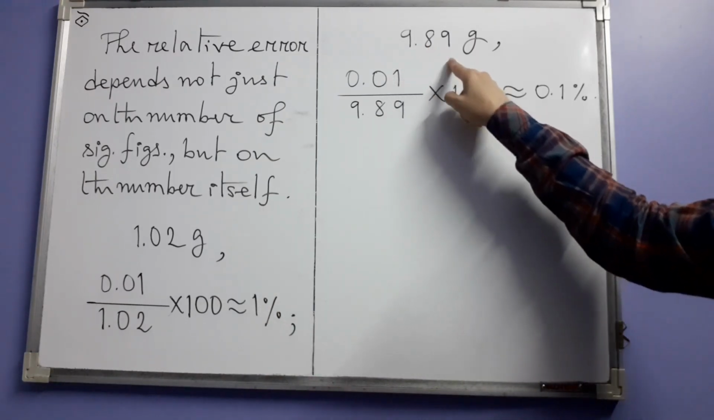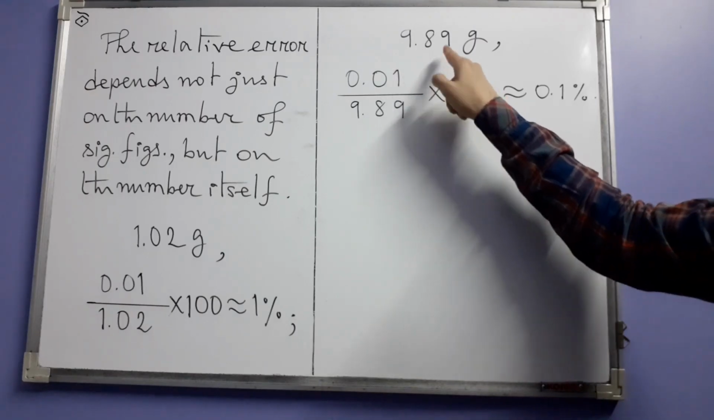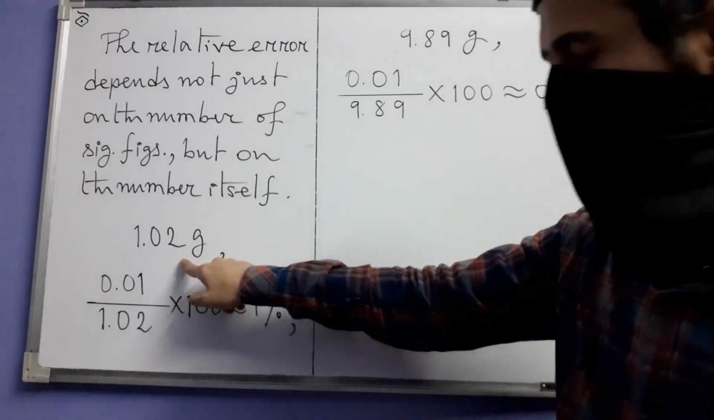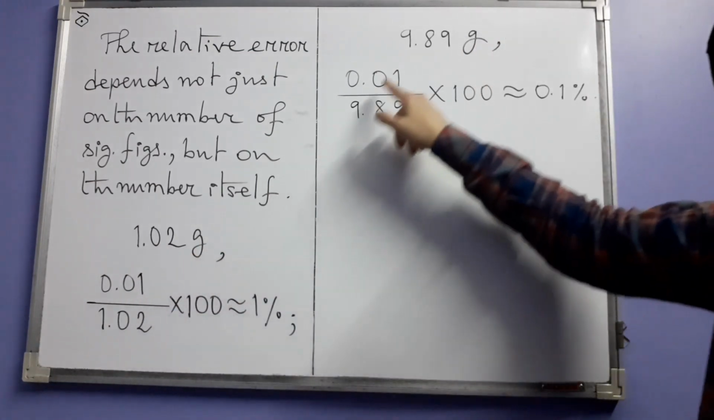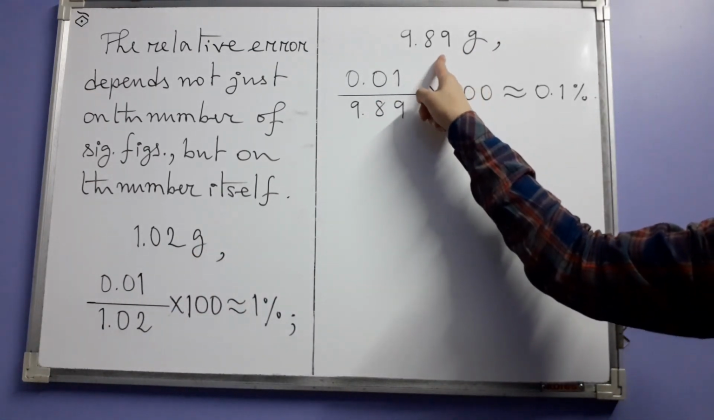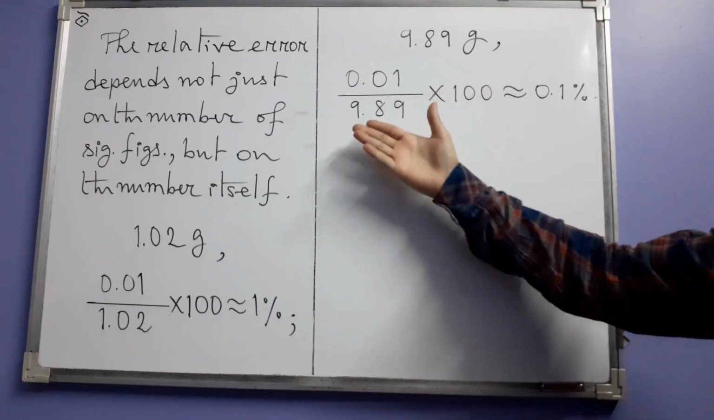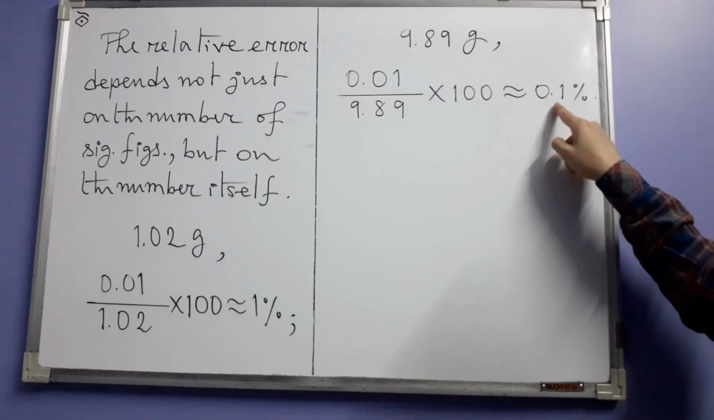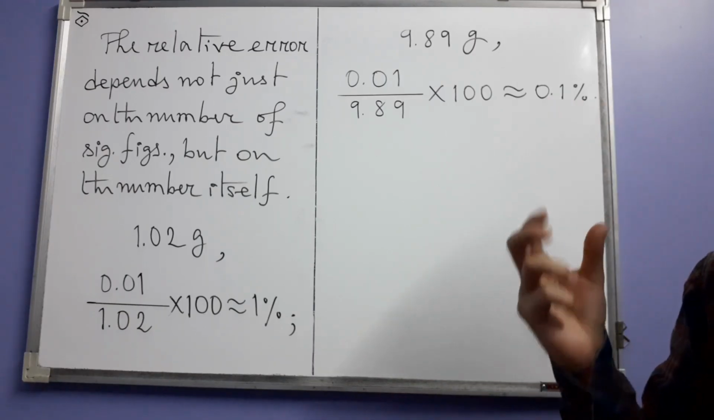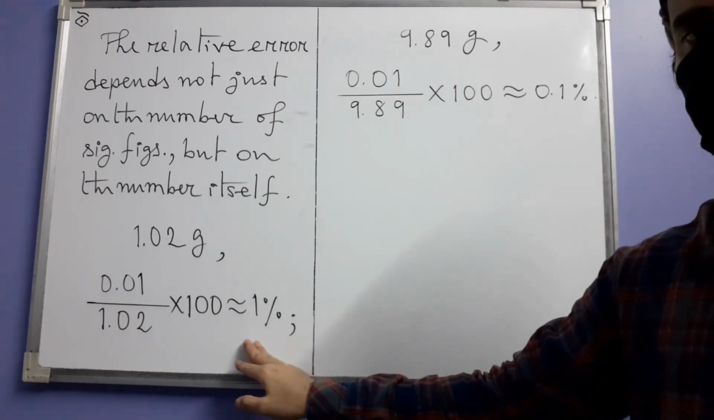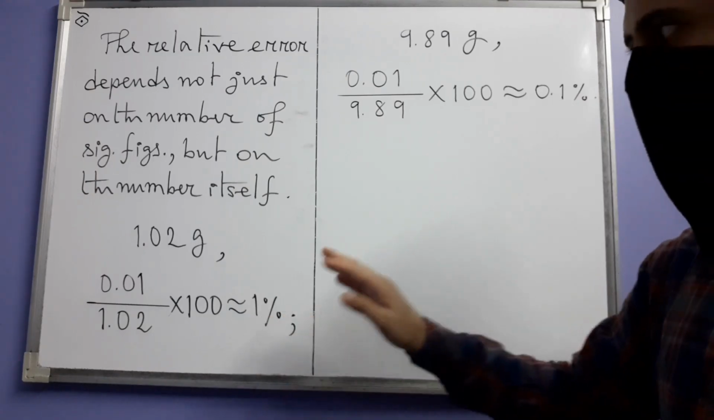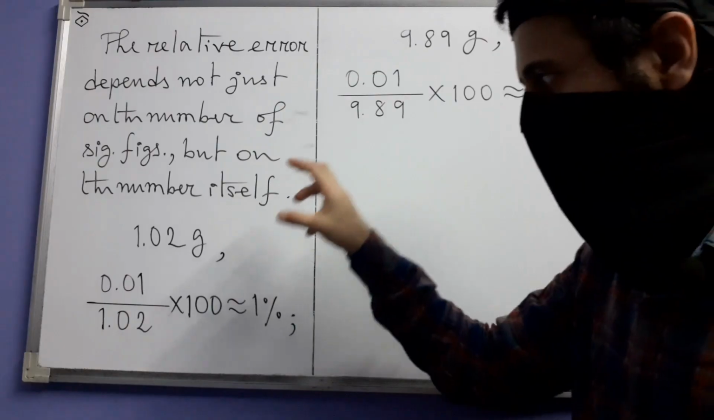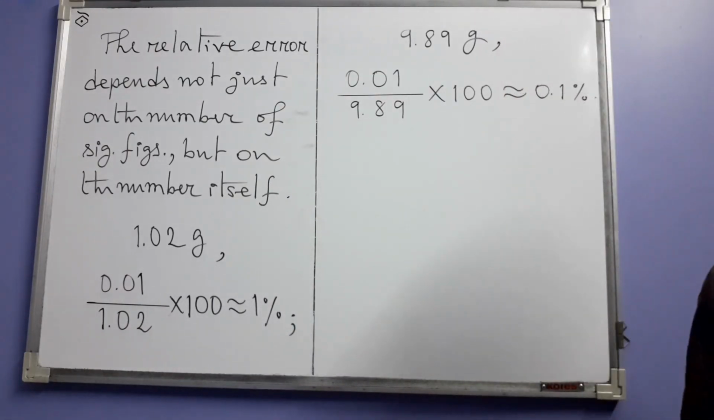Whereas this other mass measurement is 9.89 gram. So you can see that in this one also we have 3 significant figures, in this one also we have 3 significant figures. In spite of that, the relative errors are different. Here it is 0.1%, it is smaller than this one. Okay, so it depends not just on that number 3 of significant figures, but on the actual measurement also.